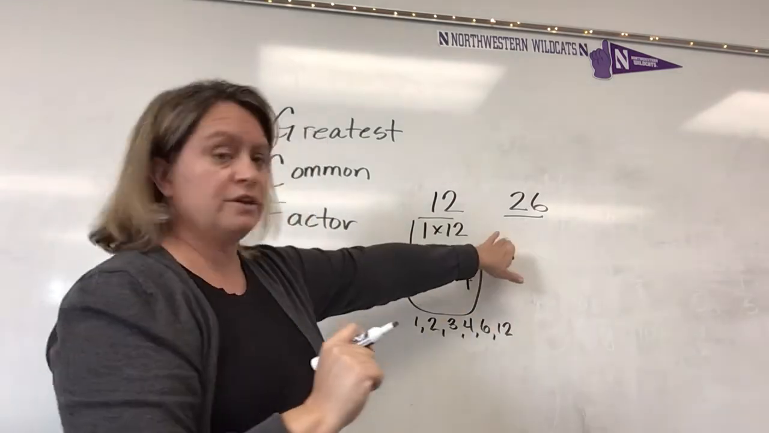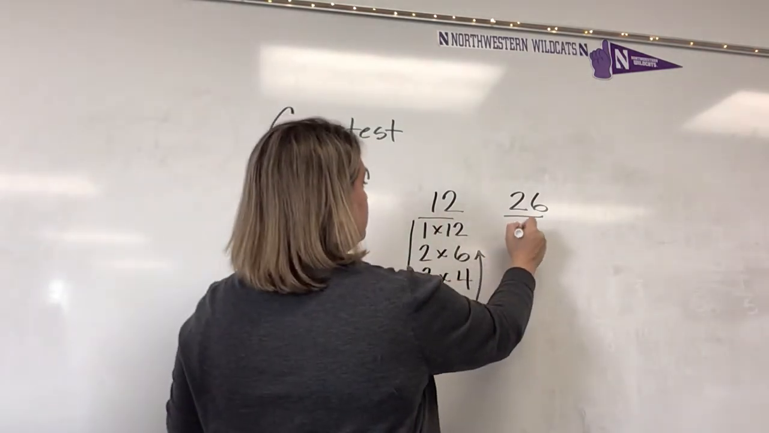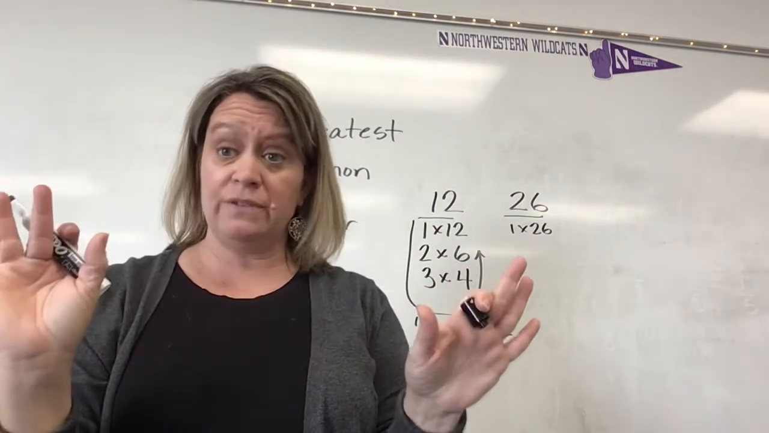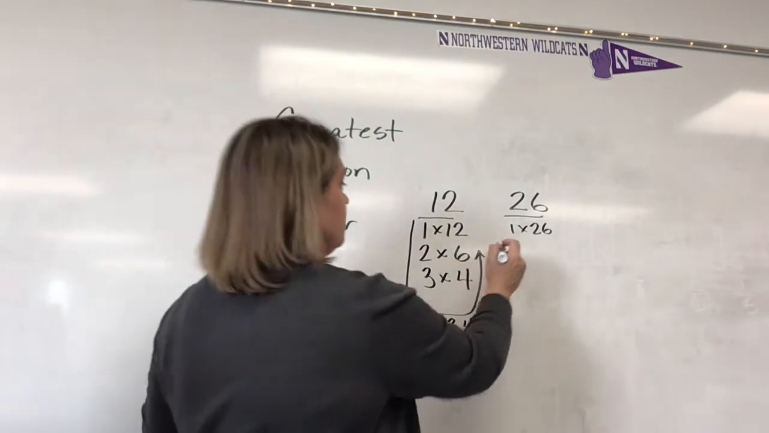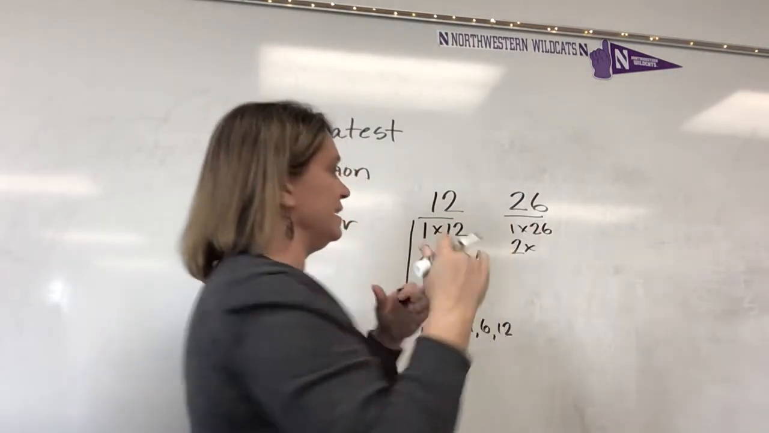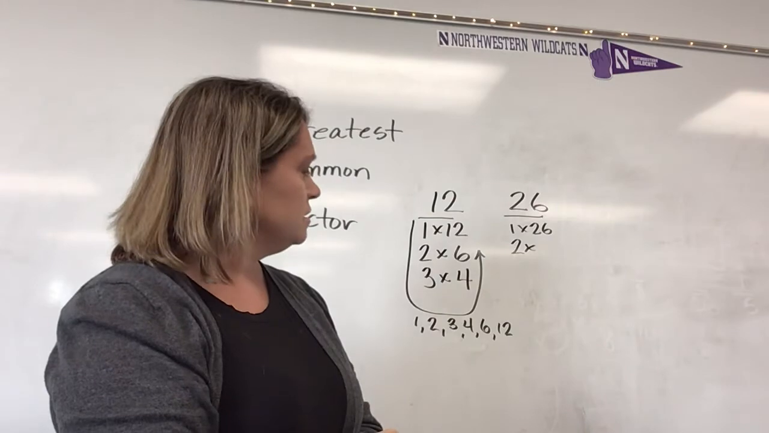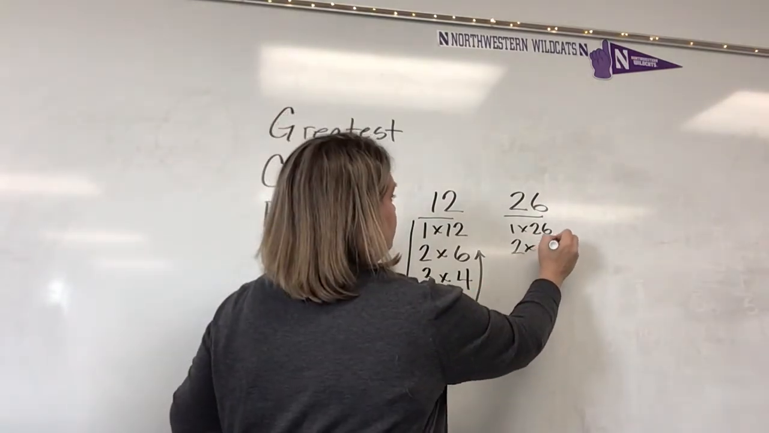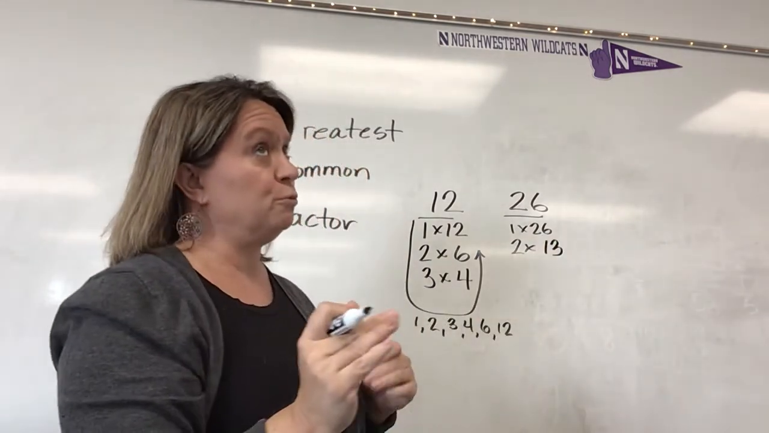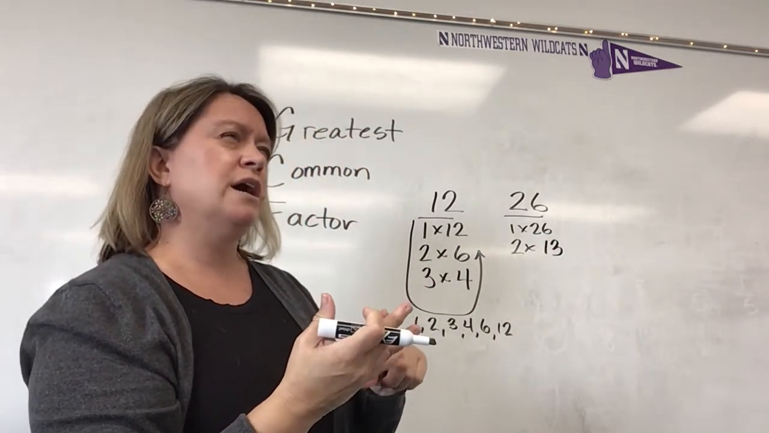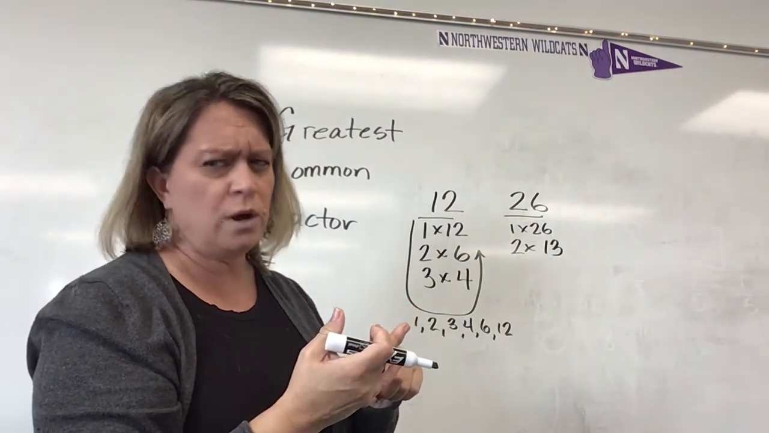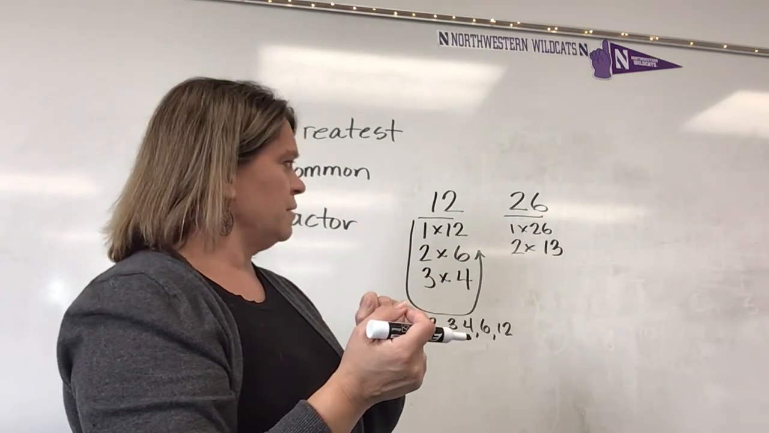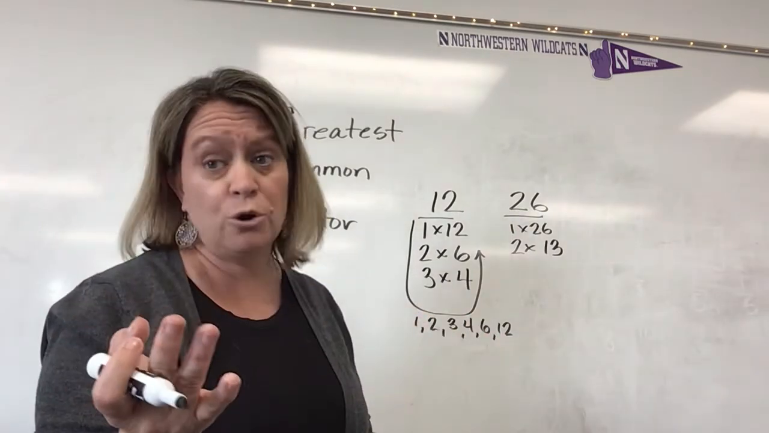Then I look at 26 and I say, okay, 1 times 26. Well, 26 is also an even number. All even numbers have a factor of 2. So I'm gonna go 2. Well, what times what equals 26? And that's kind of tricky, but if you try hard enough, I know you can do it. It's 13. And then I ask myself, well 3 times, well, I know 3 times 7 is 21, and 3 times 8 is 24, 3 times 9 is 27. So no, 3 is not a factor.